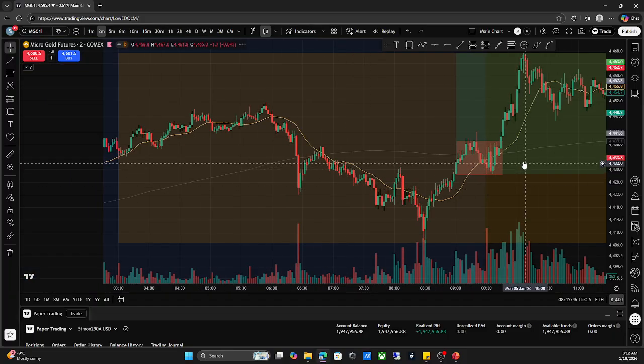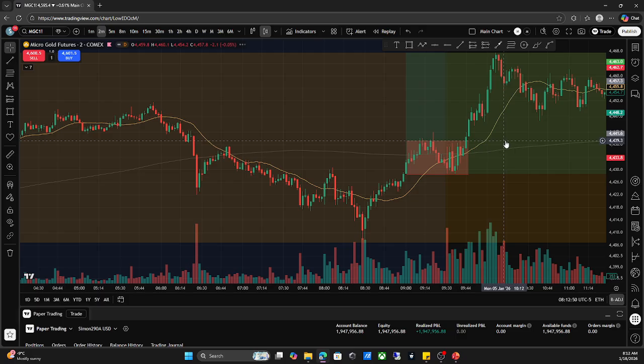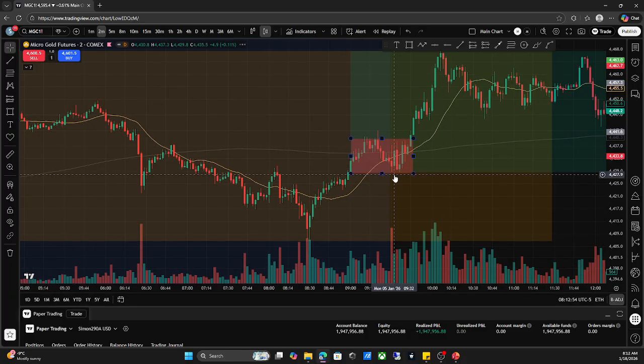So here we break out to the upside. You also see that there's a lot of pressure here, a lot of movement here, a lot of bullish pressure. So you wouldn't even hesitate. This is almost an A setup.